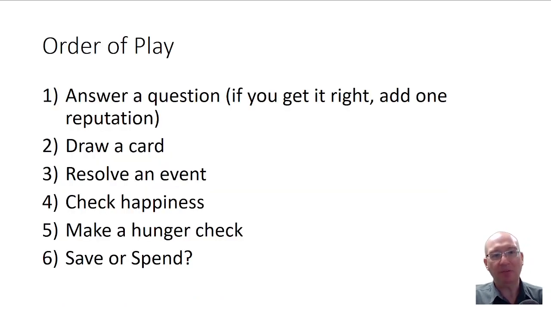So basically what happened was we had a multiple choice question for each round. If they got it right, they got to add a reputation. Then students drew a card. There was an event. Then they checked happiness. Then they made a hunger check. I'll talk more about the happiness check and why that's important. And then they could either save money or spend money.